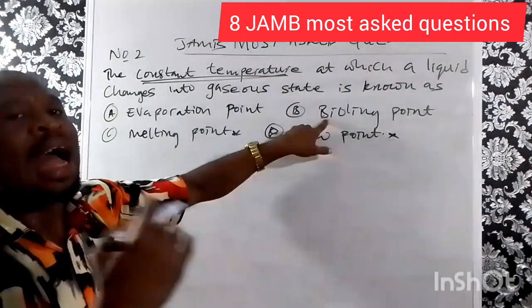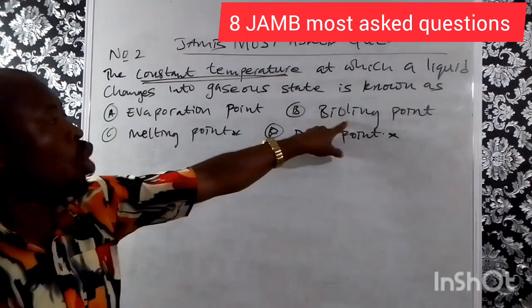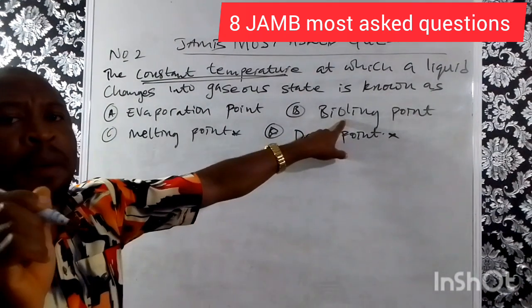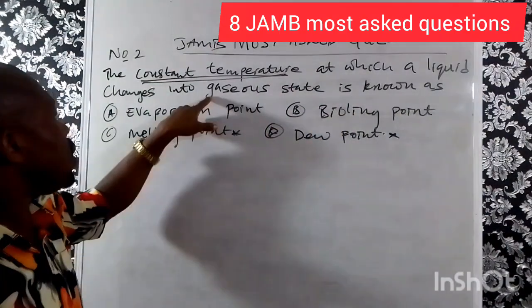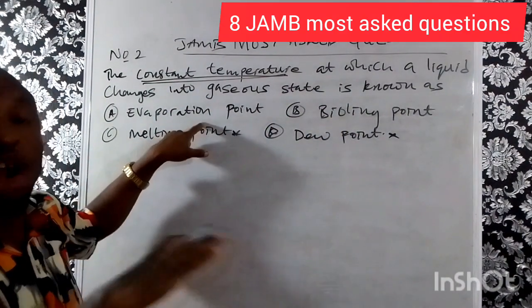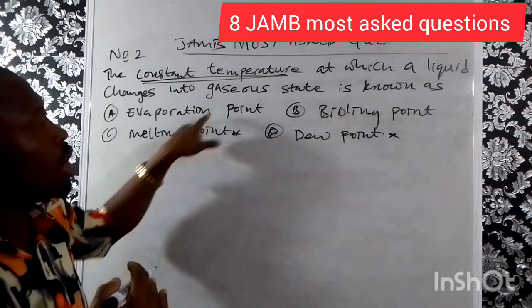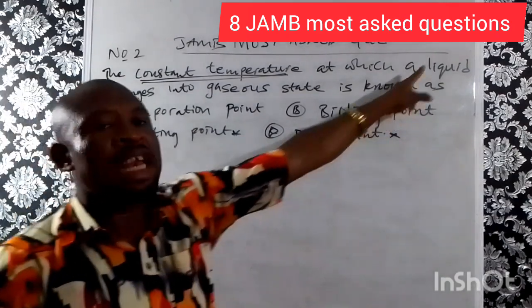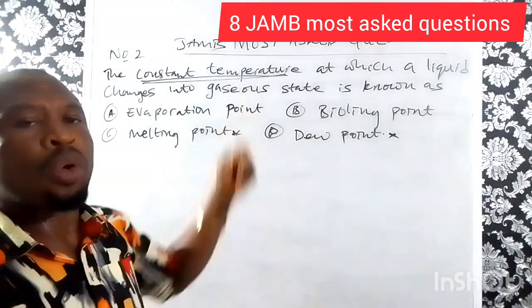This one at constant temperature. So in other words, the correct answer option here is boiling point, because at boiling point the temperature remains constant, whereas evaporation can occur at any temperature, even below room temperature. But for boiling, it occurs at a constant temperature, whereby liquid turns into gaseous state or vapor state.